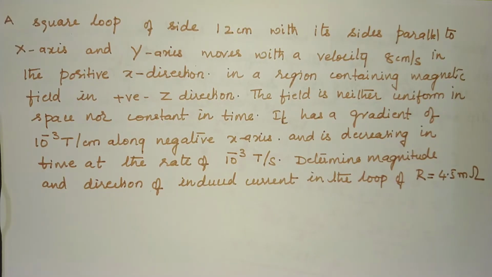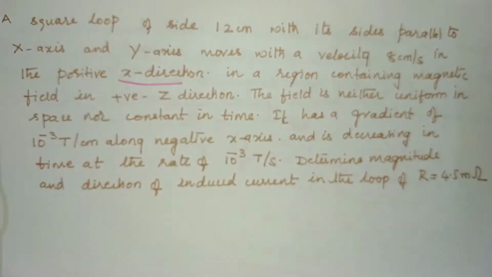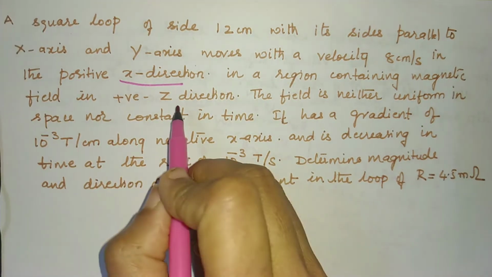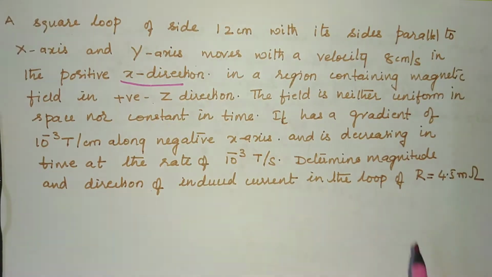Okay, look at this very long question. It says that there is a square loop of side 12 centimeter with its sides parallel to x and y axis, and it is going to move with a speed 8 centimeter per second in positive x direction in a region which is containing a magnetic field along positive z direction. That means the field is dots outside the plane of the paper.